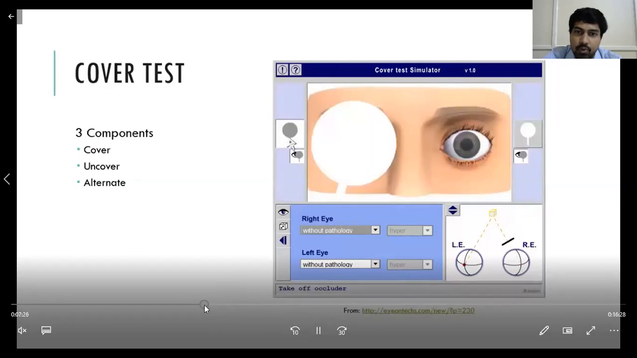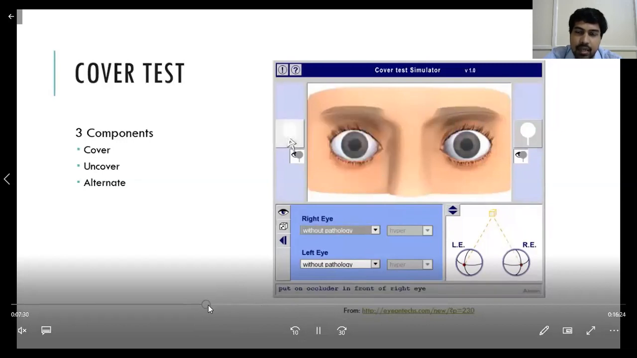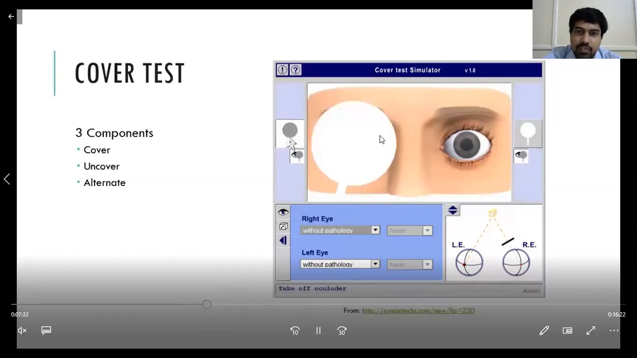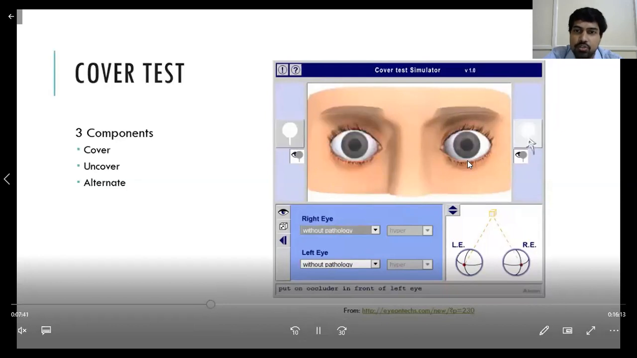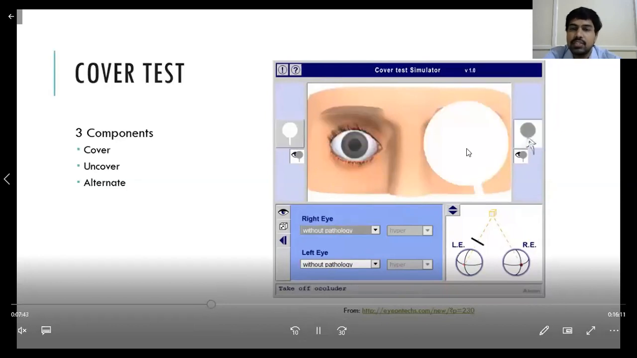Like that you have to do for both eyes, because in latent squint you don't know which eye is abnormal. The pathology can be either in the right eye or in the left eye. That's why for both eyes you will cover and see whether there is any movement of the eye on covering, and on removing the cover whether there is any movement of this eye or not. So here there is no movement. When you are covering, this eye is normal.